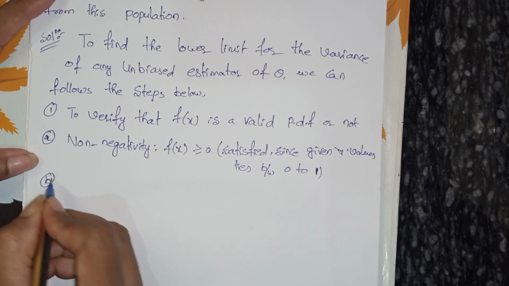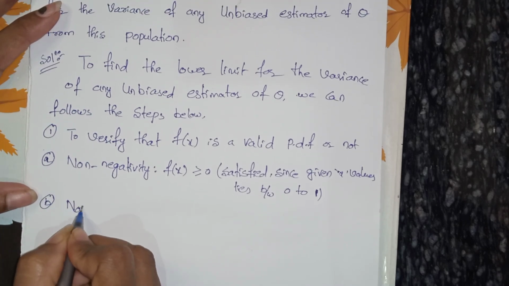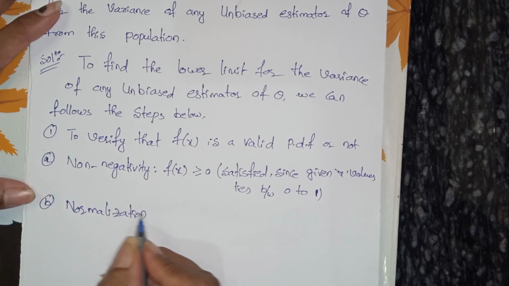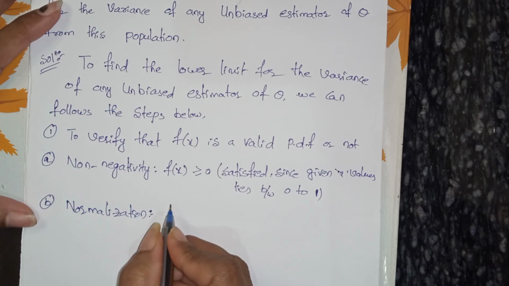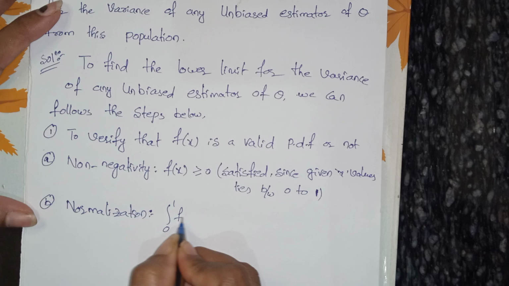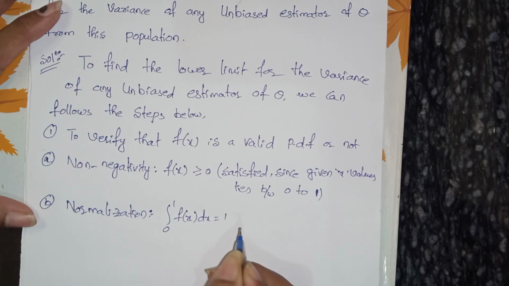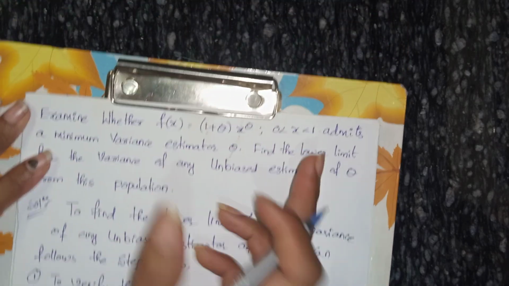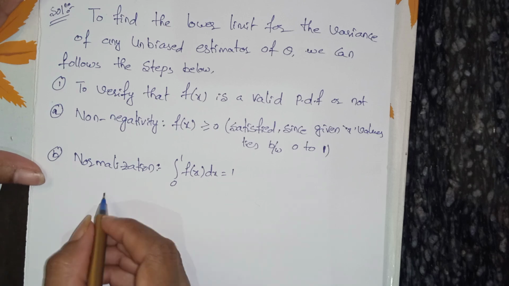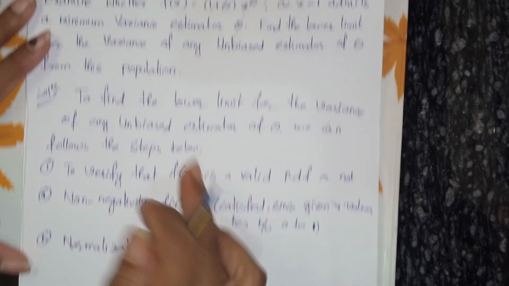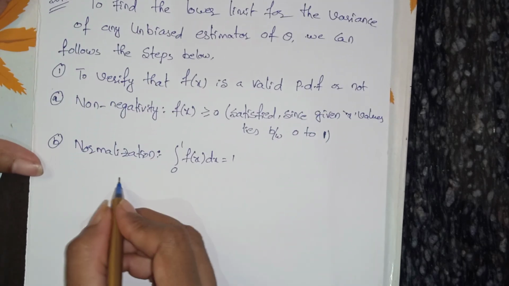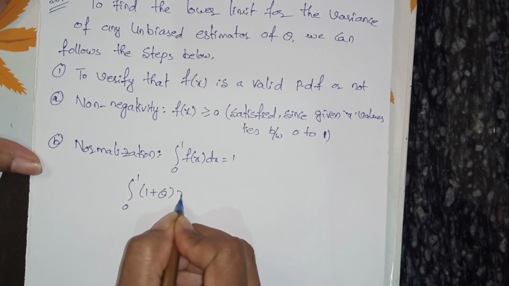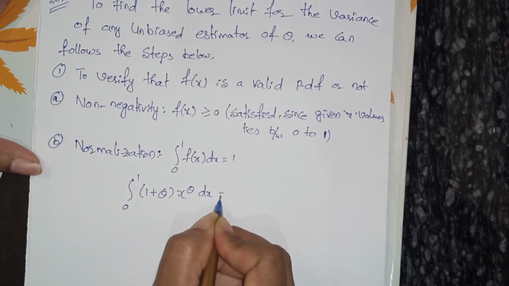Next, the second property, normalization. We are going to check normalization, that is, the integral from 0 to 1 of f of x dx equals 1. We have to prove this. Here I took 0 to 1 because in the question itself they gave the limits. So what is the f of x function? 1 plus theta into x to the power of theta. So the integral from 0 to 1 of 1 plus theta into x to the power of theta dx equals 1.